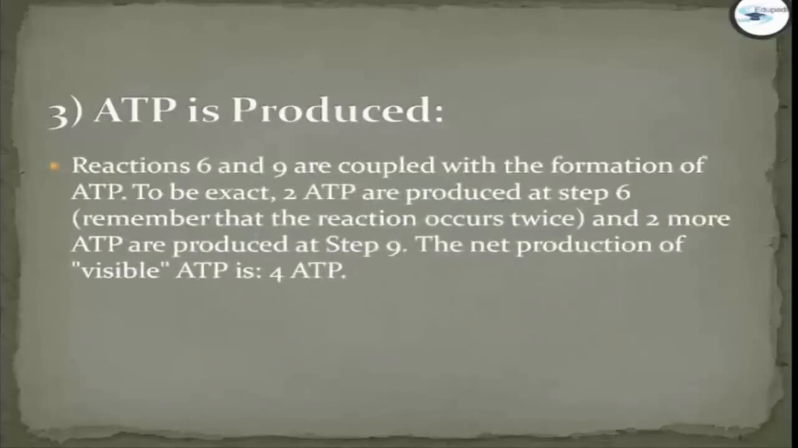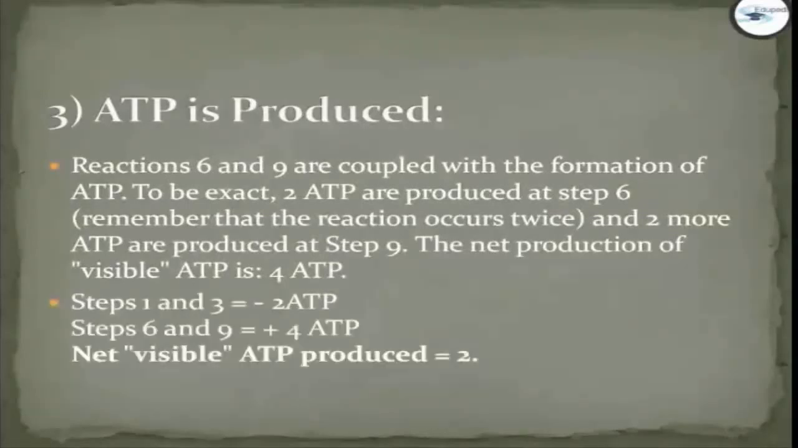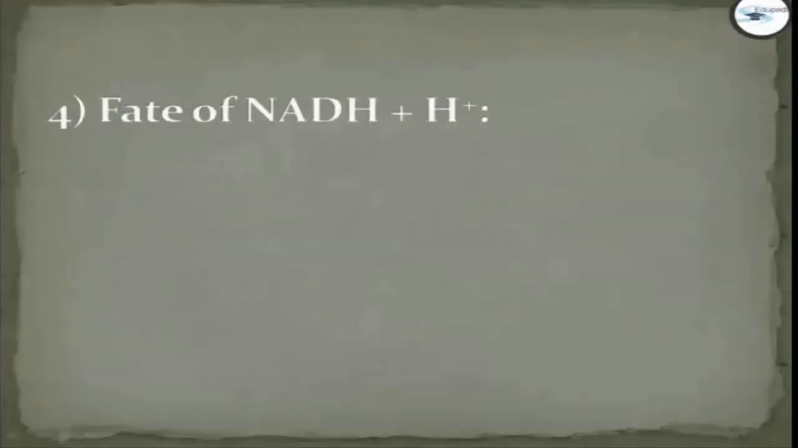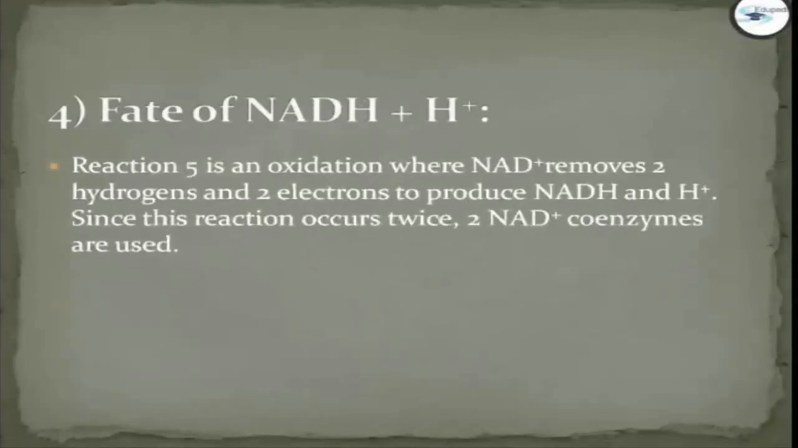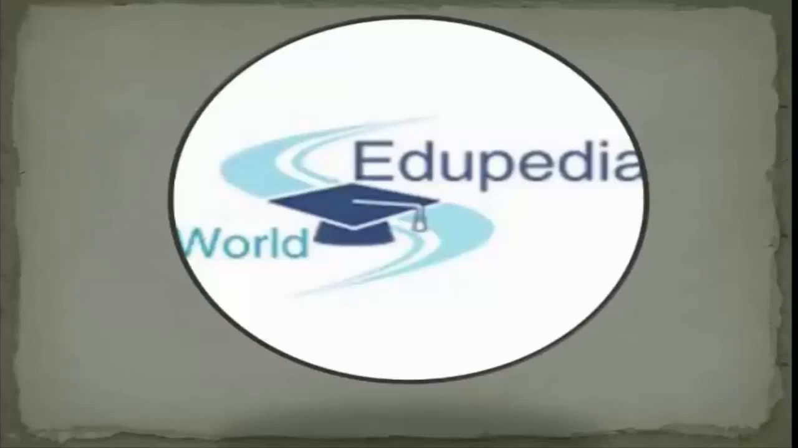ATP is produced. We have here the fate of NADH plus hydrogen. And that is the things you should know about glycolysis.